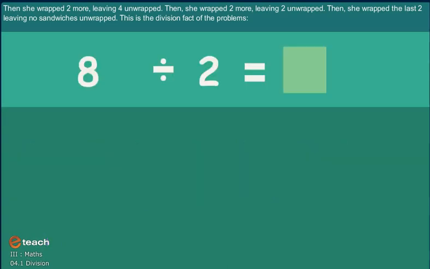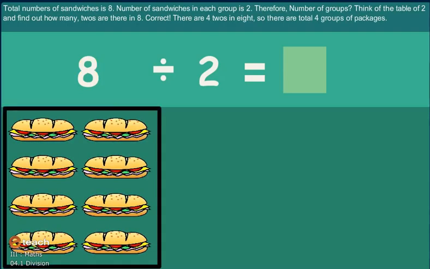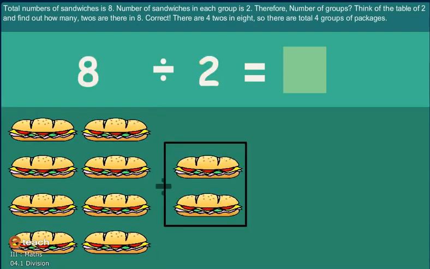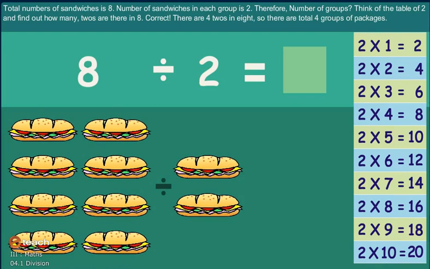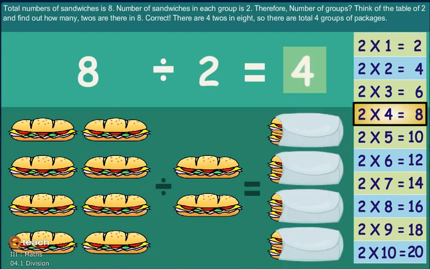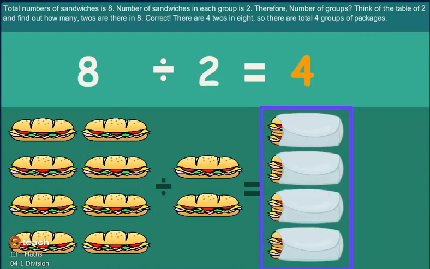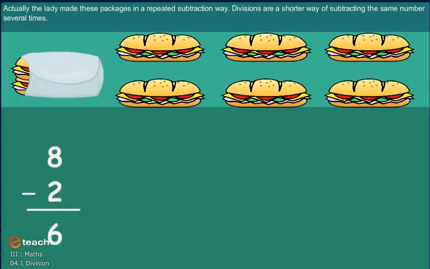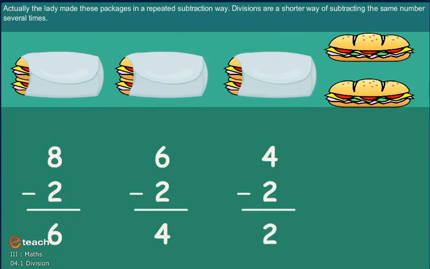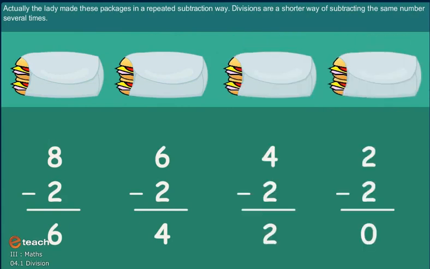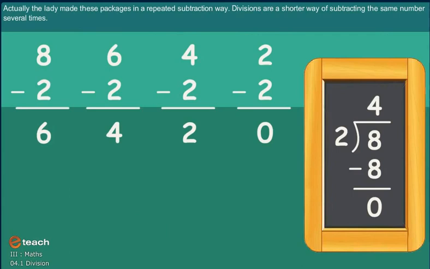This is the division fact of the problem. Total number of sandwiches, number of sandwiches in each group, number of groups. Think of the table of 2 and find how many 2s are there in 8. Correct. There are 4 2s in 8. So, there are a total of 4 groups or packages. Actually, the lady made these packages in a repeated subtraction way. Division is a short way of subtracting the same number several times.